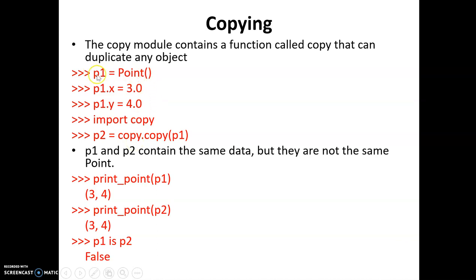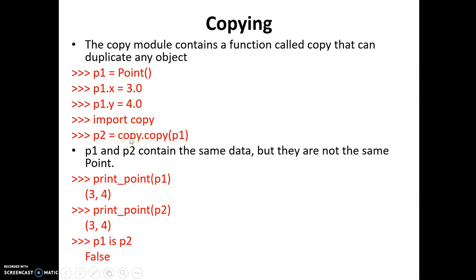In the first case, we have created an object for the class Point, and we have set the two attribute values as 3 and 4. In order to use the copy method, you need to import the copy module here. You can see the new object has been taken: P2 is equal to copy.copy of P1. That means P2 will contain all the values that you have set for the P1 object, like P2.x will be 3 and P2.y will be 4.